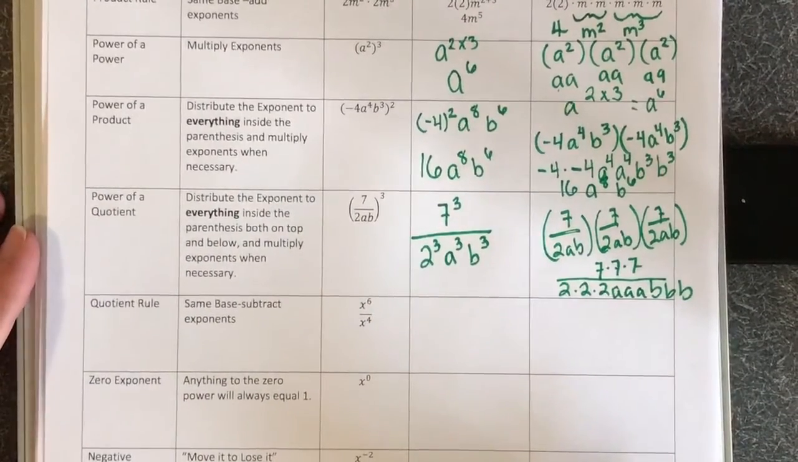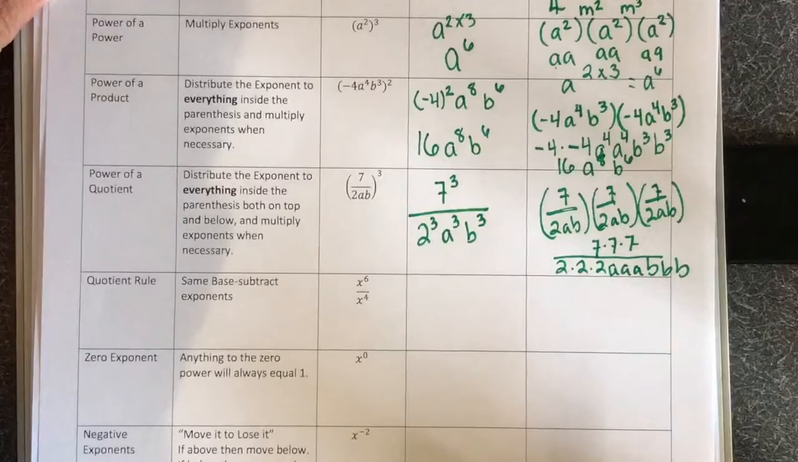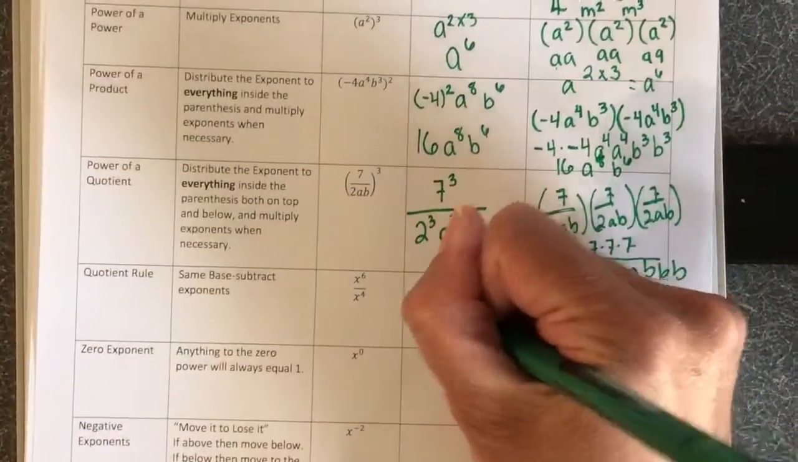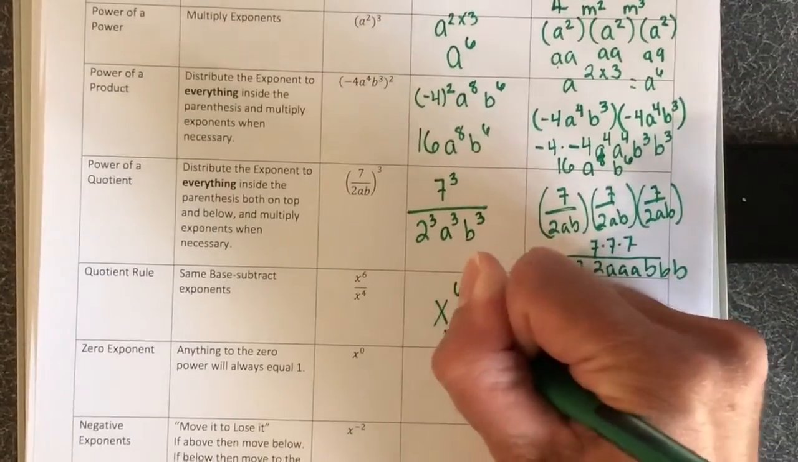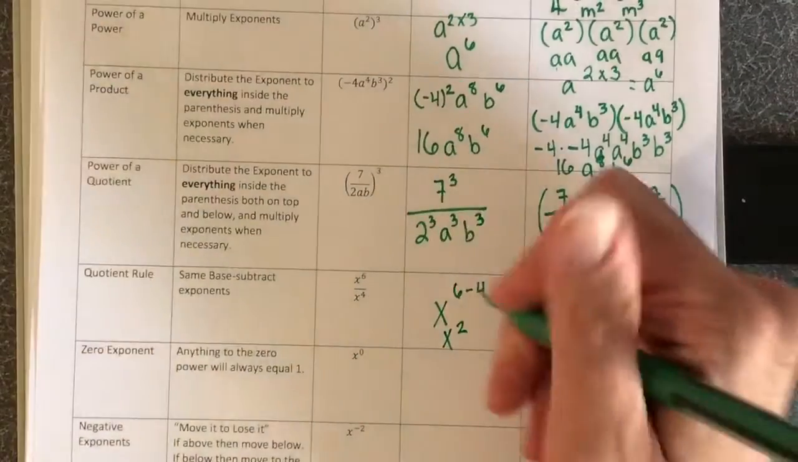Now, our quotient rule. So if you remember before, quotient means to divide. So when we're dividing, if we have the same base, we're going to subtract our exponents. So this becomes x to the 6 minus 4, or x squared. When in doubt, expand it out.